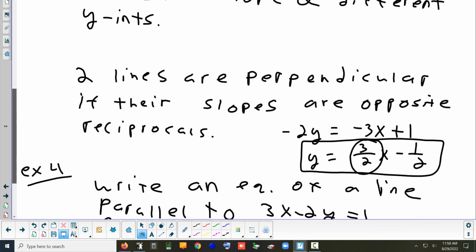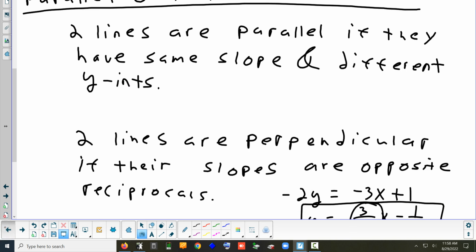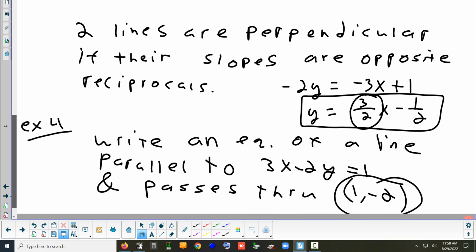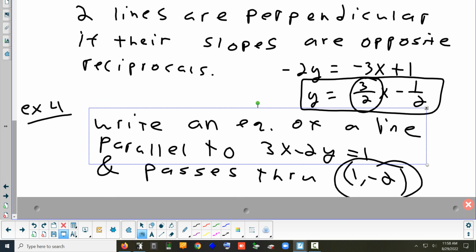I would just use point slope, just like we did right here. Just fill in the slope that I just found and the point that they gave me. If they said they wanted it perpendicular instead of parallel, all I would do is take that slope, flip it, and make it negative. And it would be a negative 2/3. That would be my slope. This would still be my point. That wouldn't change. I would just have to change my slope.